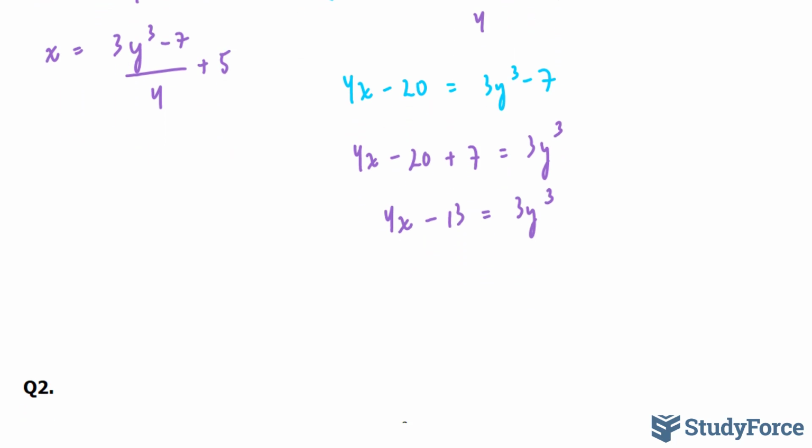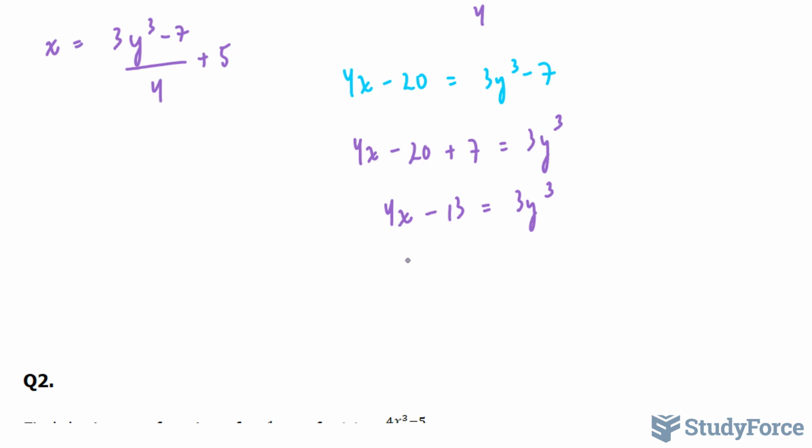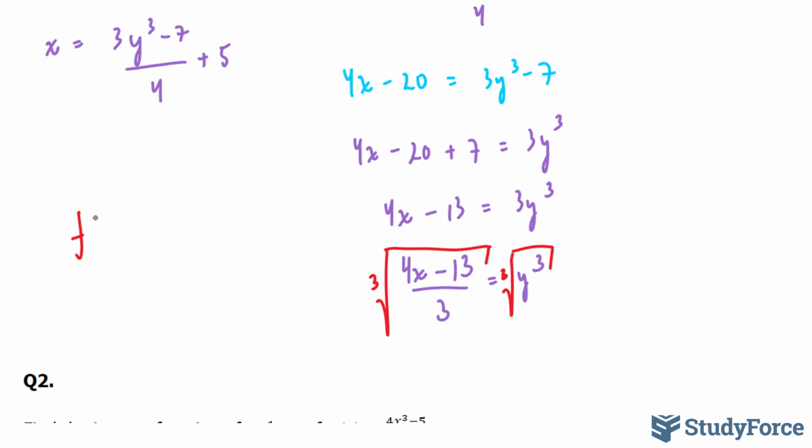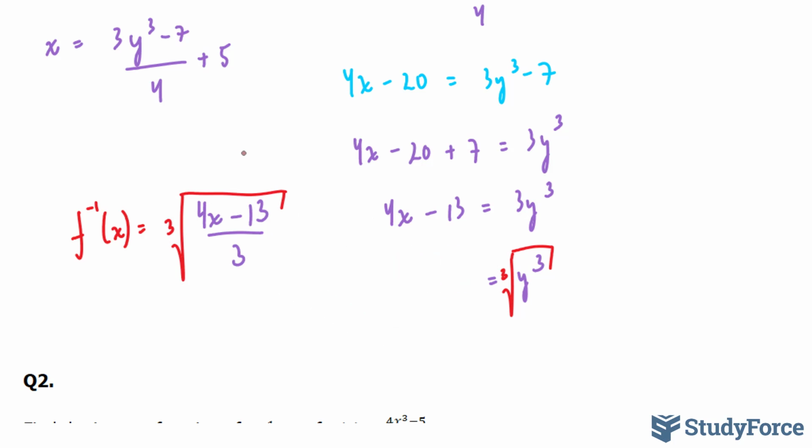The next step is to divide both sides by 3. And if we do that, we end up with (4x minus 13) over 3 is equal to y to the power of 3. Cube rooting both sides at this point will isolate for y. If we cube root the left and the right side, we end up with our final answer. Therefore, the inverse of f of x is equal to what you see right there. What I'll do is bring this over, and there you have it, your final answer.